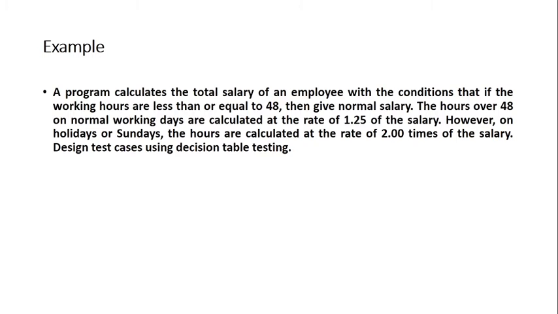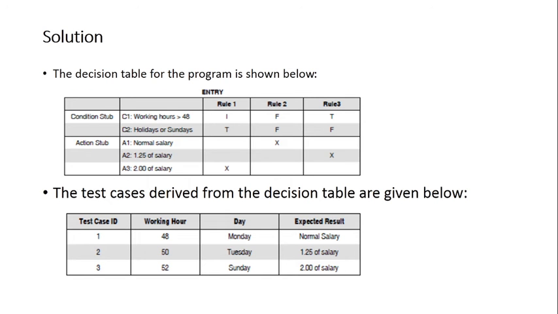So see, we need to identify the conditions. One is number of hours, right? Second one is if the number of hours is greater than 48, then you will pay 1.25 times, and third one is if it is Sunday or a holiday. So 3 distinct conditions are given to us, right? So how have we made this?